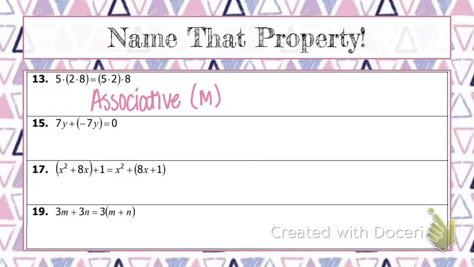Now, we have 7y plus negative 7y equals 0. So where did we have something that you add the negative version and you get 0? If we look back at our chart, this is the inverse property of addition.